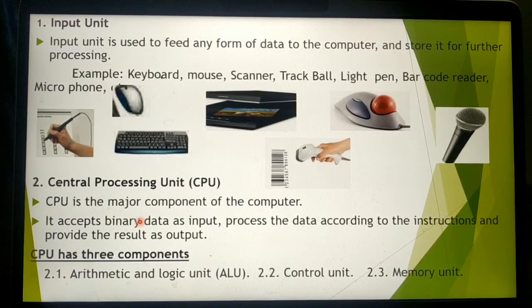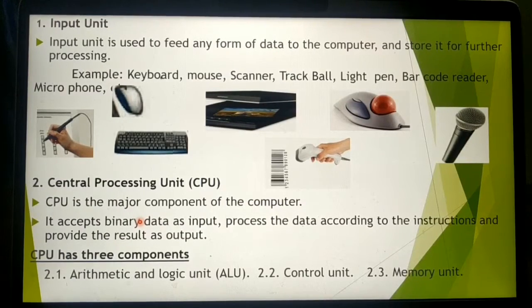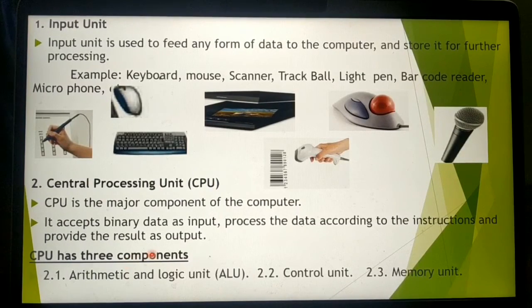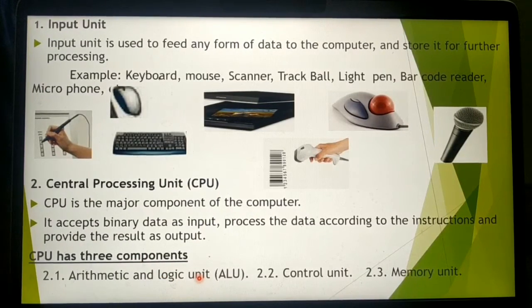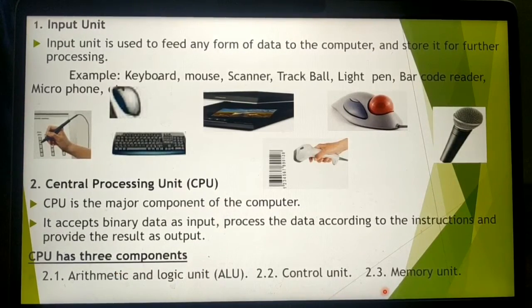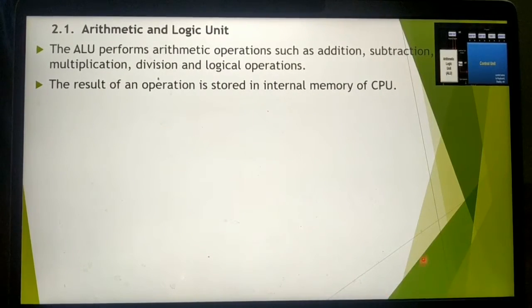So for that we have separate translators. By using the translators we can convert high level language programs into machine language. That machine language is accepted by the processor as an input, and it does the process according to the instructions given in the program and provides the result as an output. There are three basic components for the CPU, central processing unit. First one is arithmetic logic unit, control unit, and third one is memory unit. These are the three important components of central processing unit: control unit, arithmetic logic unit, and internal memory.